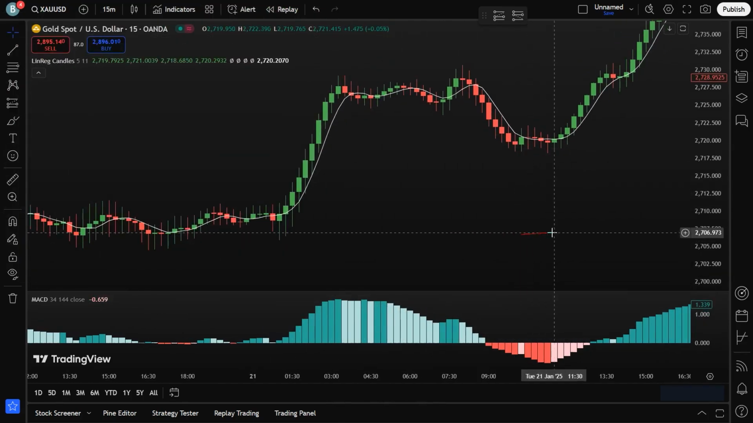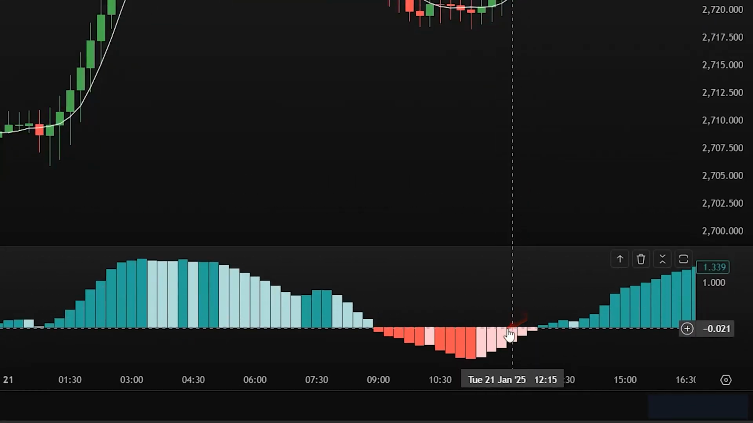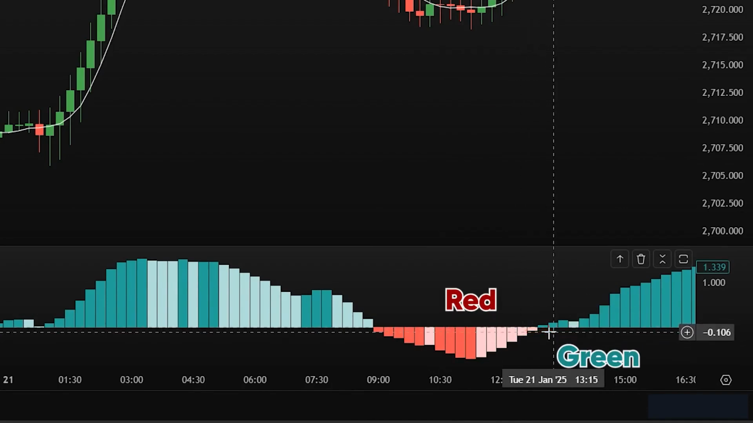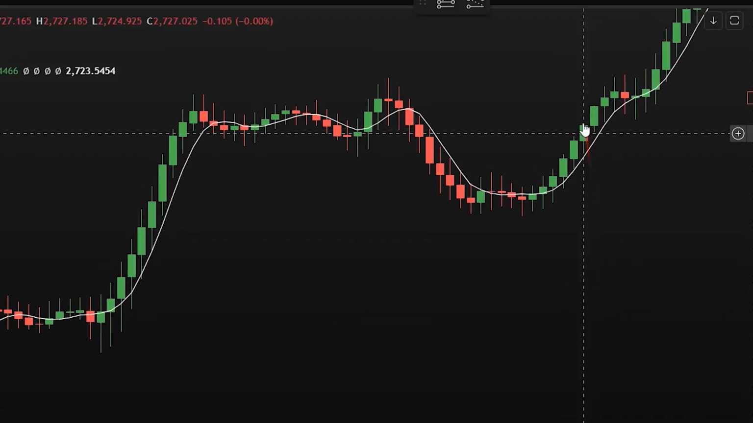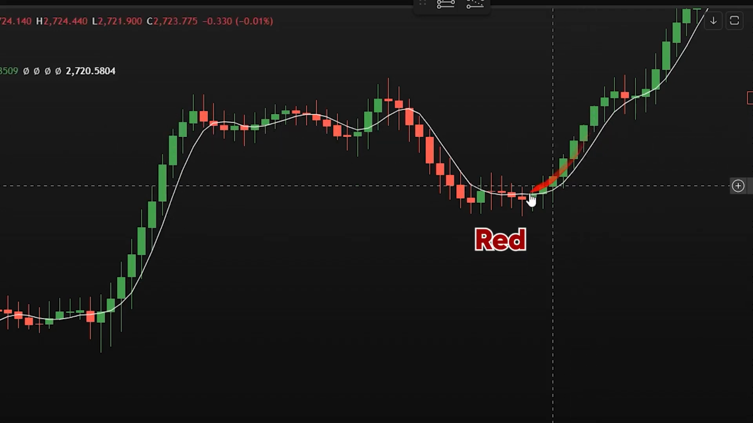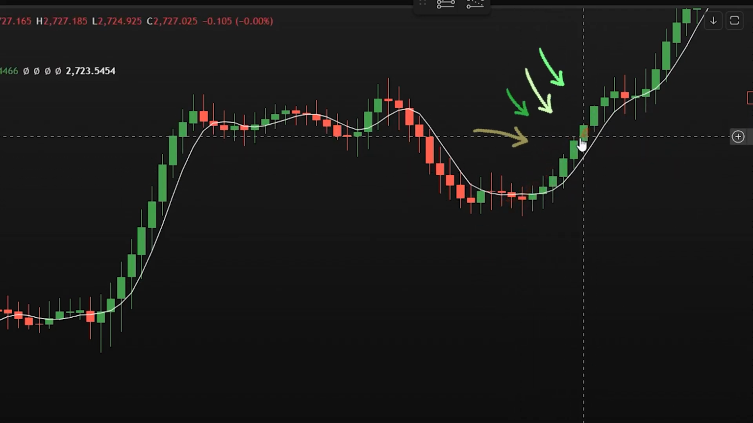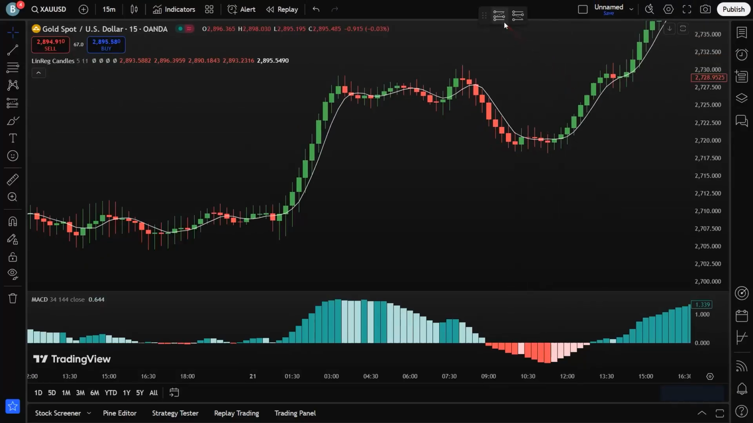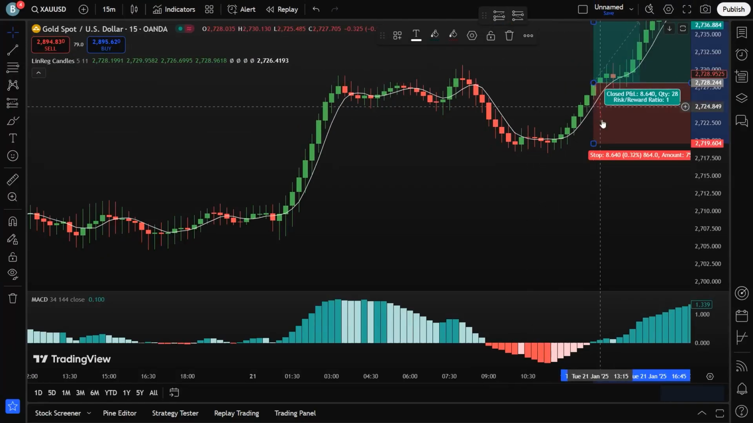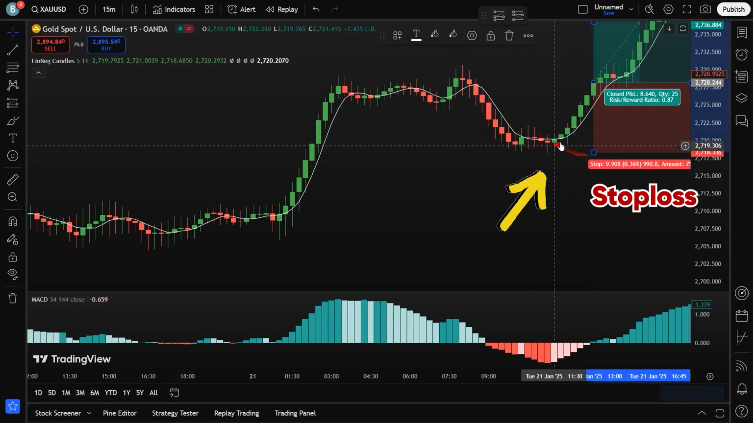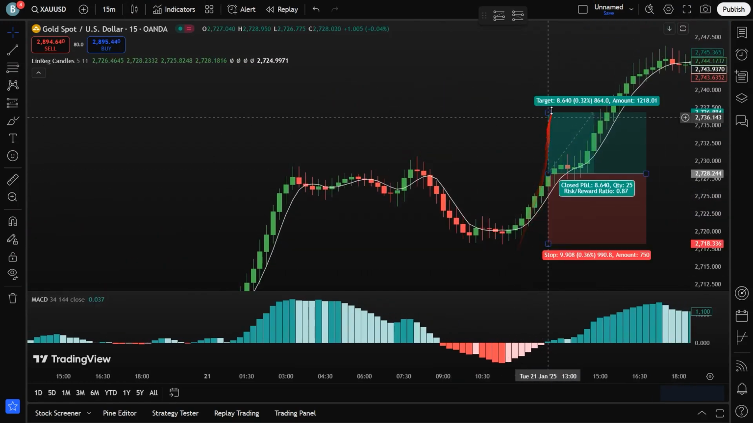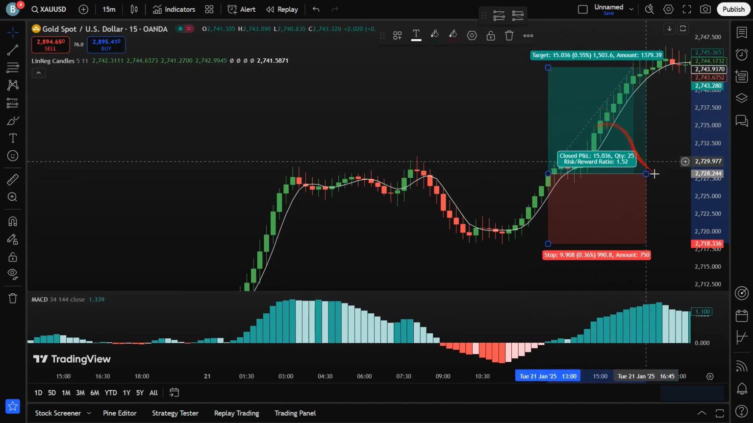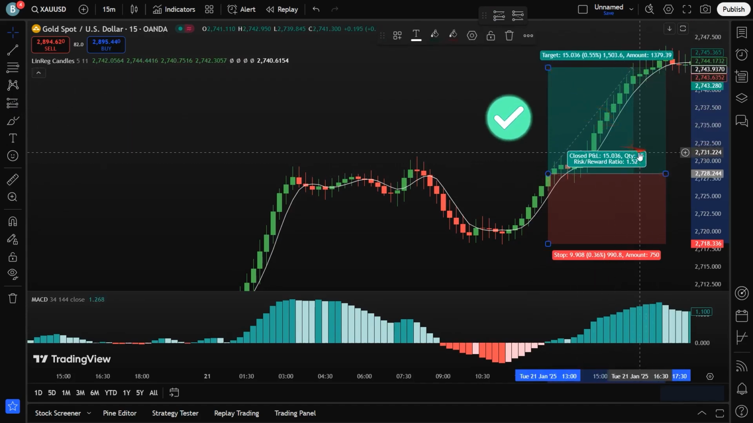To enter a buy trade, first look at the MACD indicator. Consider the place where the columns change color from red to green as a buy signal. Now you need to wait for the red candles to also change color to green and move above the line. When these conditions are met, enter the buy trade. Set your stop loss just below the previous low of the market. For your take profit, just consider a risk to reward ratio of 1 to 1.5 and wait for your trade to close with a profit.